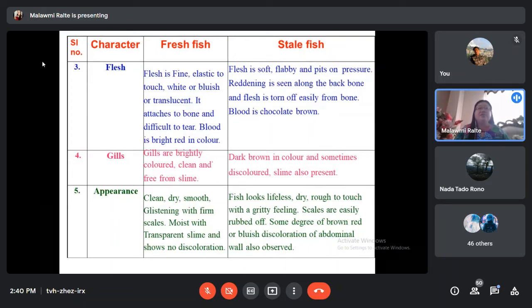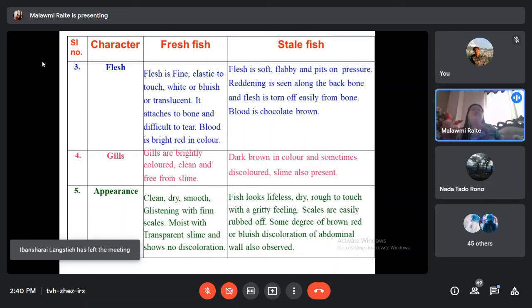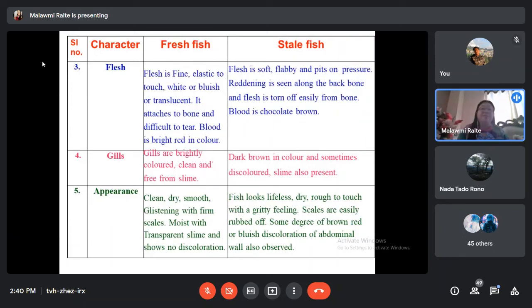In the case of stale fish, the flesh is soft, flabby, pits on pressure, and reddening is seen along the backbone, and the flesh is torn off easily from the bone, and the blood is chocolate brown in color. So you have to remember these differences so that you'll be able to differentiate whether the fish is fresh or not, before you buy the fish. Okay, so the flesh is easily taken off from the bone, and blood is chocolate brown in color, and it is flabby or pits on pressure.